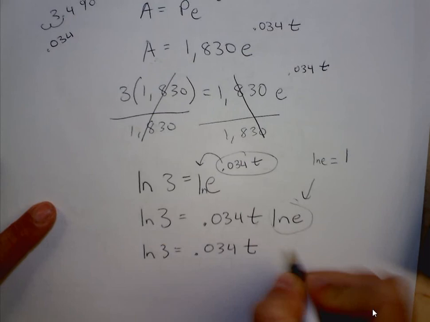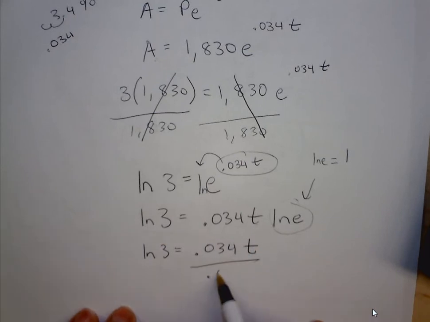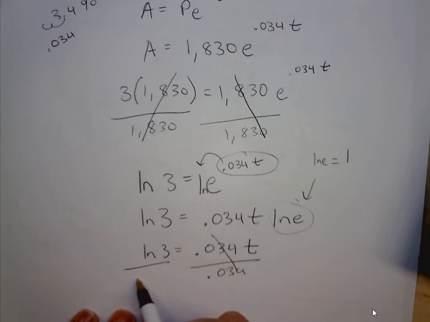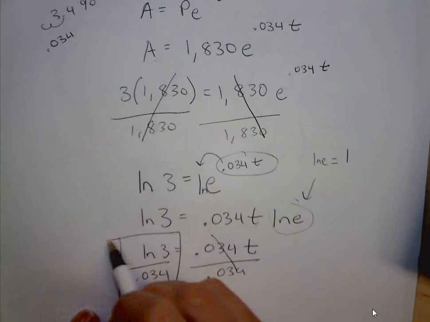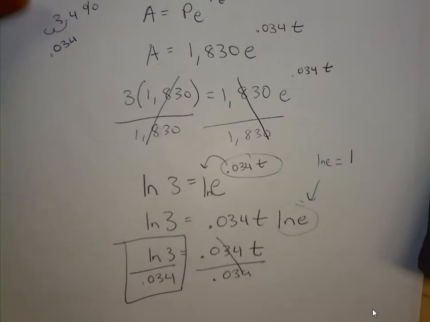And then the last thing I need to do to get t alone is divide by 0.034 to both sides. So this would be my answer. Looking at my answer choices, looks like this is answer choice B.